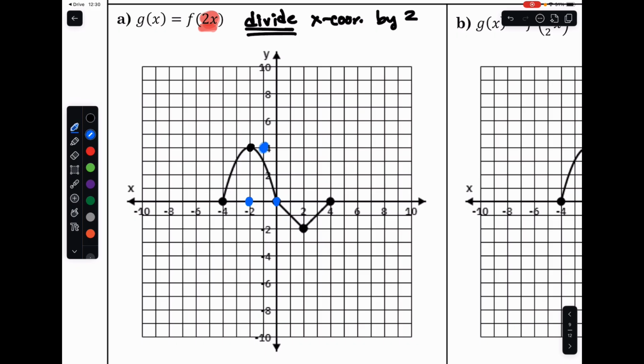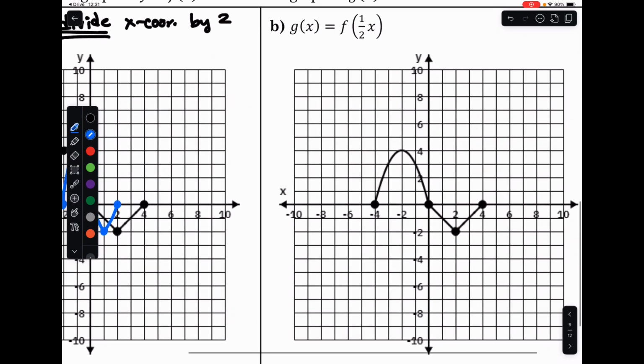The next point has an x coordinate of 2. So 2 divided by 2 is 1. That will keep it there. And yet again, I know I sound like a broken record, but my y value is not changing. Finally, the same thing with the last one. 4 divided by 2 is 2, and the y coordinate stays at 0. So this is what the transformation will look like if I multiply the x coordinates by 2, if I have f of 2x.